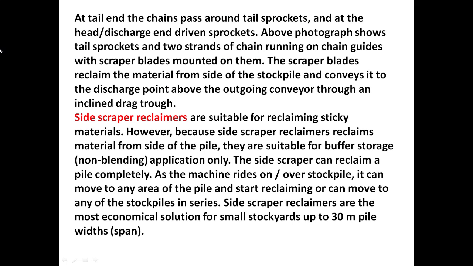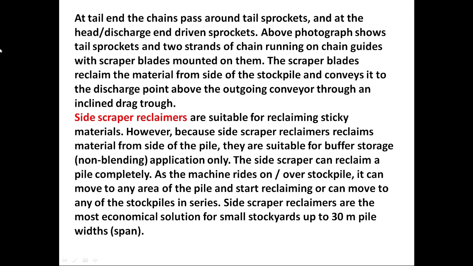At the tail end, the chain passes around the tail sprockets, and at the head or discharge end, it passes around the drive sprocket. The photograph shows the tail sprocket and two strands of chain running on chain guides with scraper blades mounted on them. The scraper blades reclaim the material from the side of the stockpile and convey it to the discharge point above the outgoing conveyor through an inclined drag.